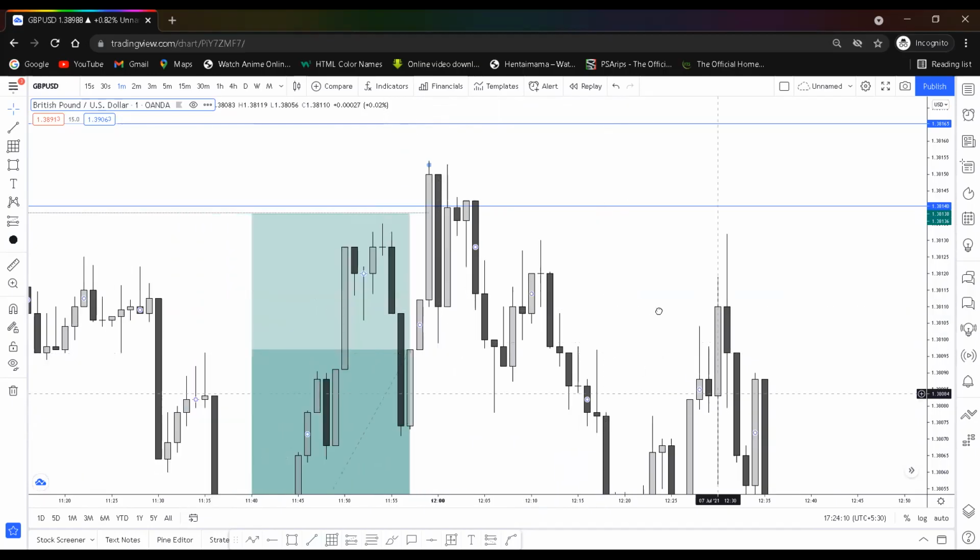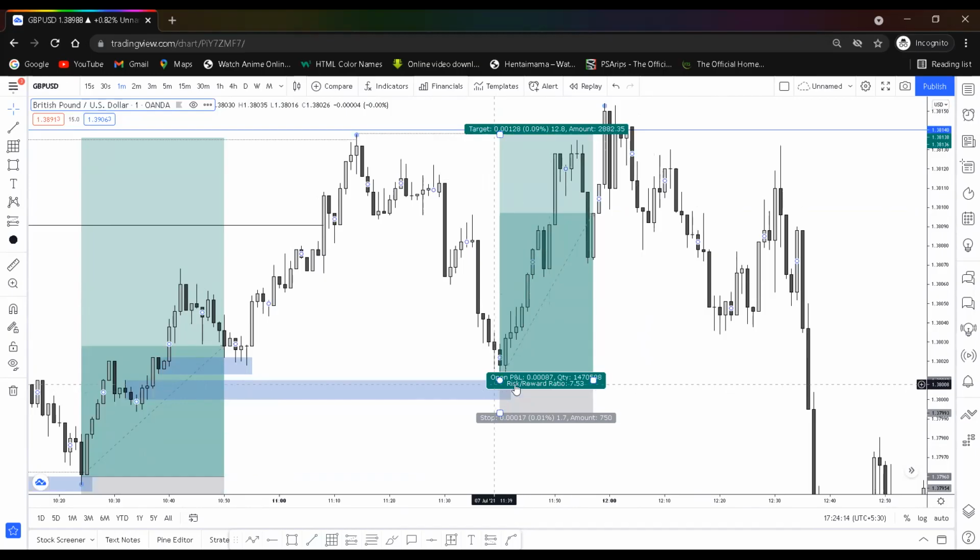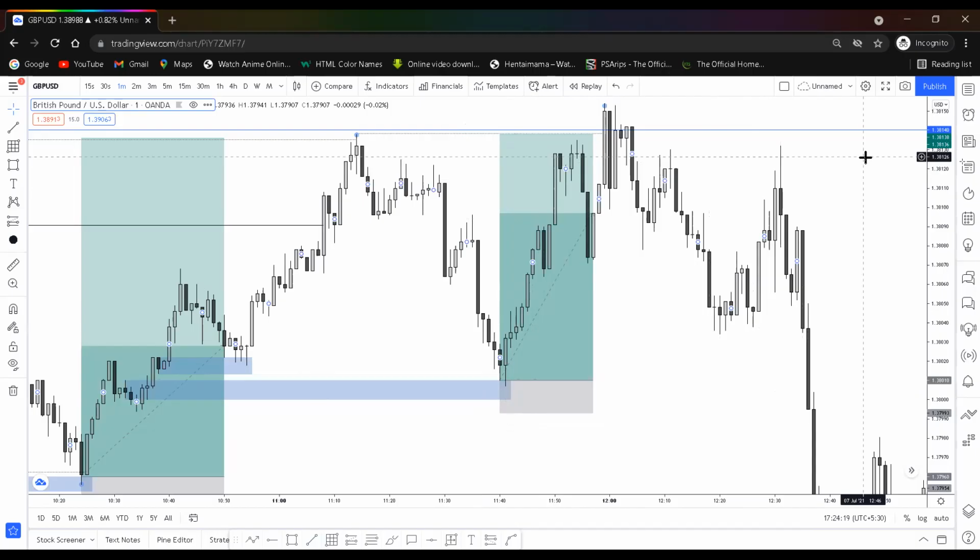Now, if I wait for a break of structure, it has to break this, right? It has to break this low. If I wait for a break of structure and then return to origin.